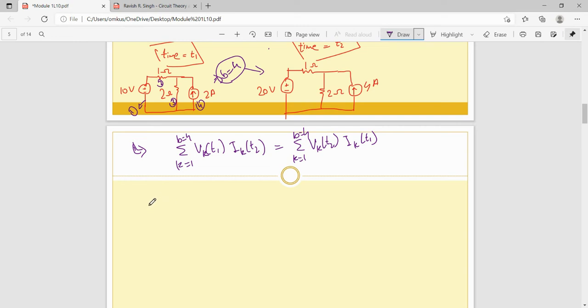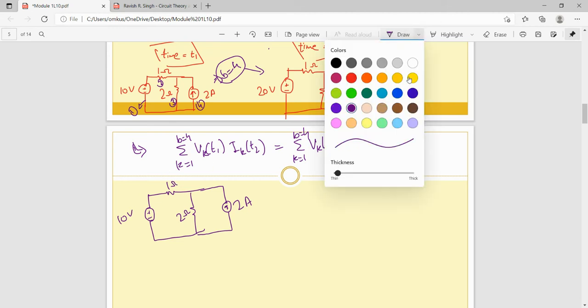So I redraw the circuit here. Now this is 10 volt. Find out the value of current. Now see, this is 2 ampere, this is 1 ohm, and this is 2 ohm. So I directly write here, okay? You need to calculate how it will become, okay?